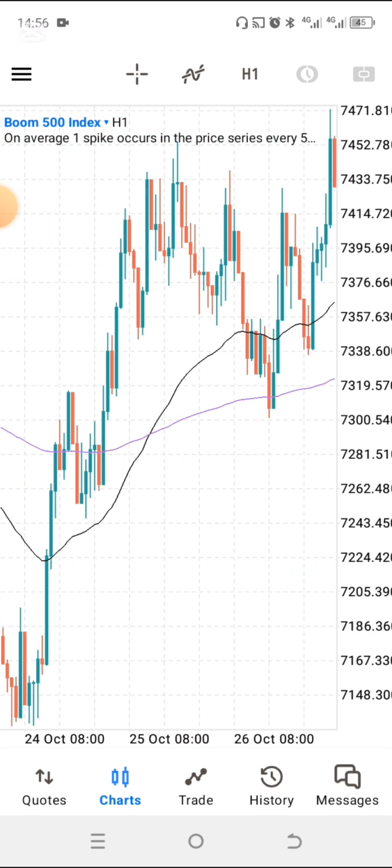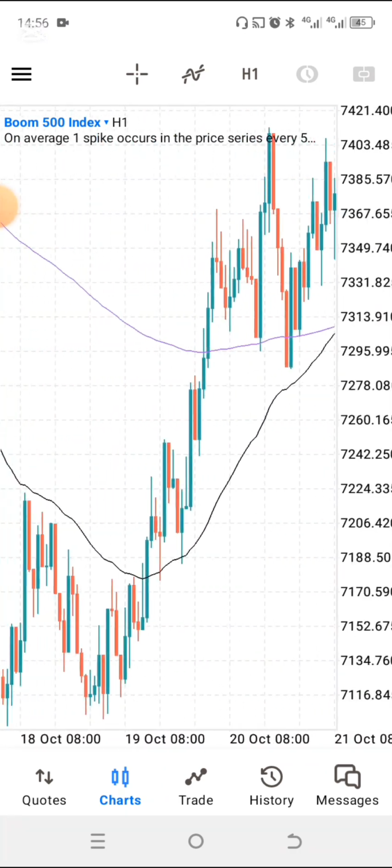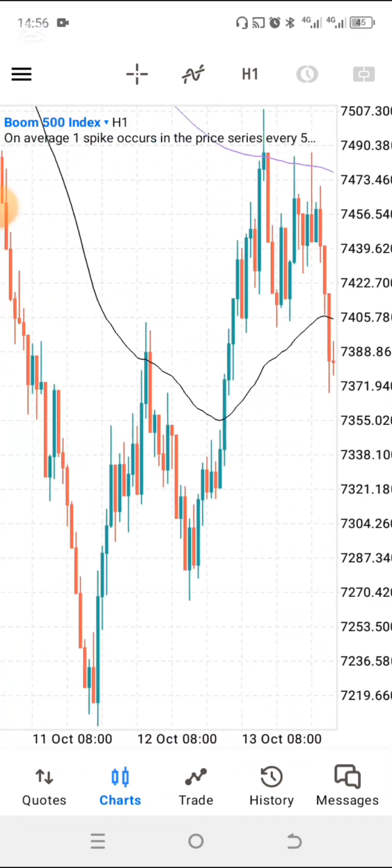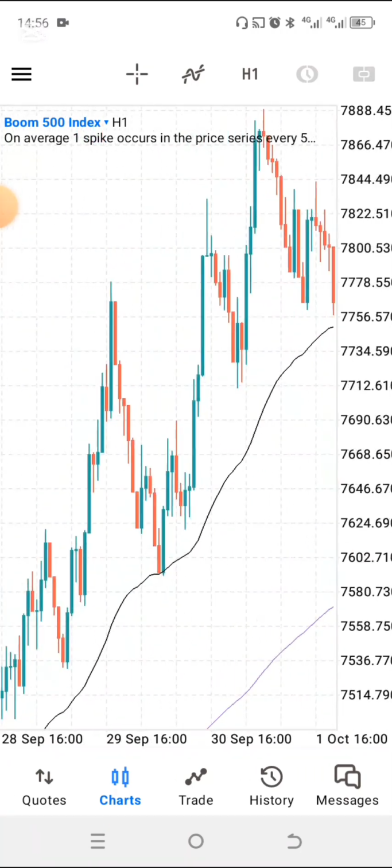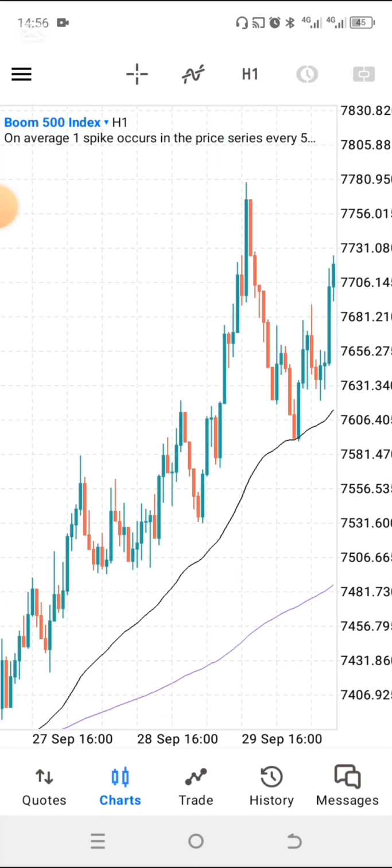An example, we've got the confluence of these two strategies. And you can actually use the 200 moving average also for your entries, but I'm not going to be talking about that in this video. You go check out the video that I posted about this.